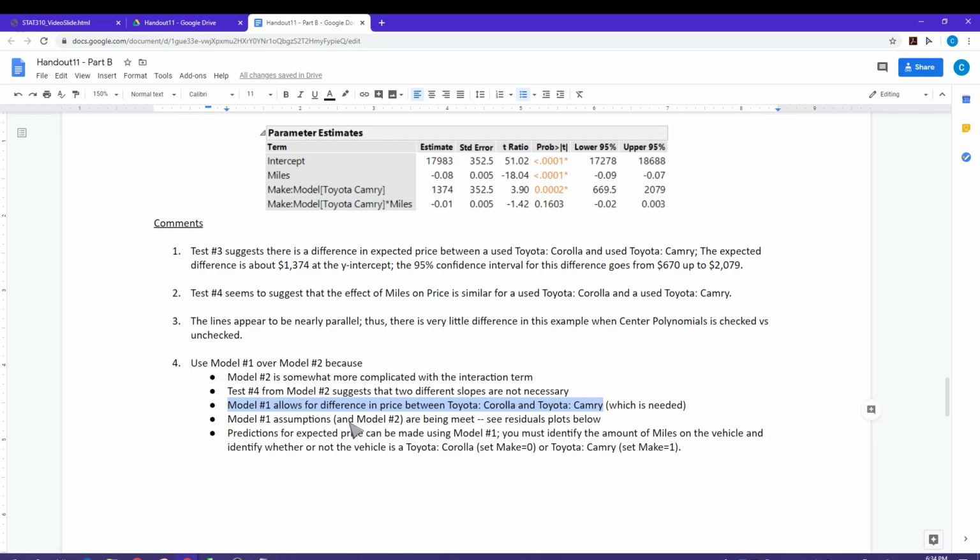We should check the assumptions from model number 1, and I provided the residual plots down below for that. If you want to make predictions, then you can go ahead and use model number 1 for those predictions. All you're going to need to know is the miles of the vehicle, and then indicate whether or not it's a Corolla or a Camry. And when you're making those predictions, you would plug in 0 for the model for a Corolla, and 1 for the model for a Camry.